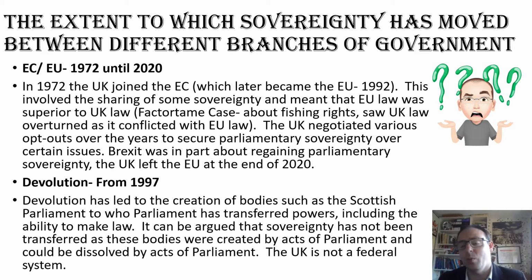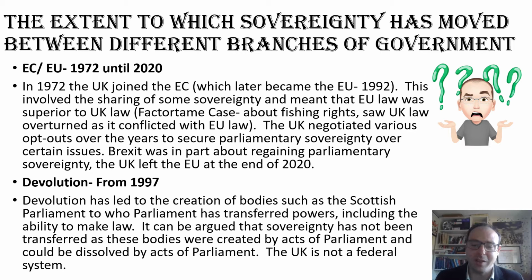Another way in which you can argue that sovereignty has moved over time is with the devolution project, which was started by the Labour government back in 1997. Devolution has led to the creation and then the extension of the powers of bodies such as the Scottish Parliament and the Welsh Parliament. And the Westminster Parliament has transferred some of its powers, including the ability to make laws in certain areas, to these devolved bodies.